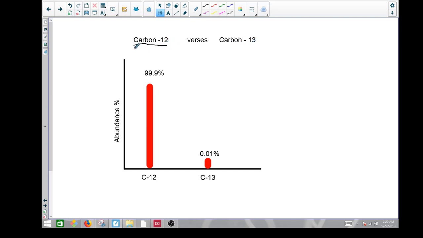Well, for carbon, if you look at the periodic table, carbon has, in this case, 6 protons. And what do we think the 12 means? The 12 likely means that's the total mass number.